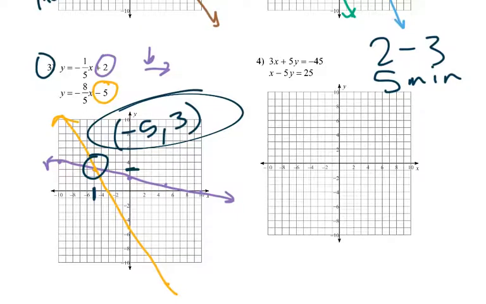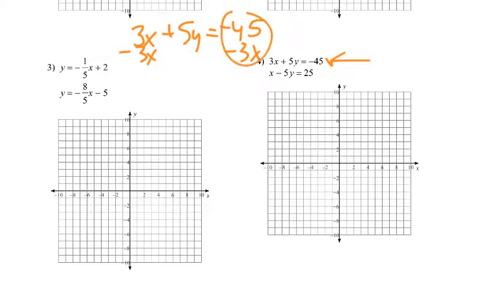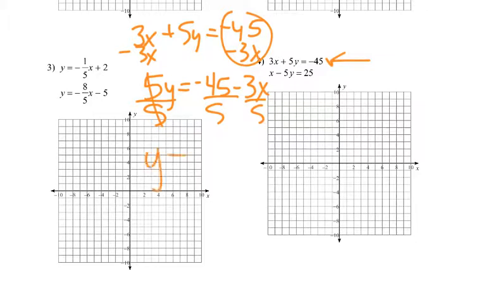Alright, now looking at number 4, it's not in slope-intercept form, right? So we've got to do a little bit of work to start us off. We take this first one, 3x plus 5y equals negative 45. Subtract the 3x from both sides. It can't be combined with the 45, so you get 5y equals negative 45 minus 3x. We divide everything by 5. That gives us y equals negative 45 divided by 5, which is negative 9, minus 3/5 x.